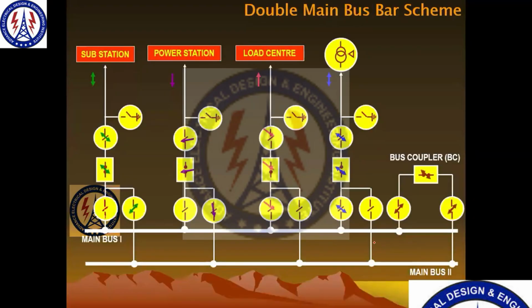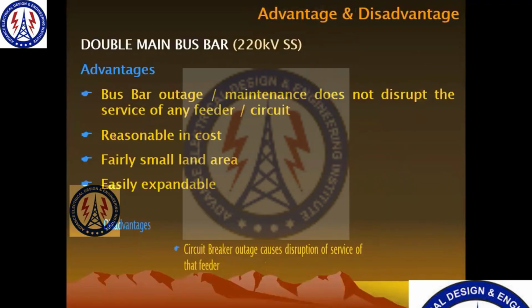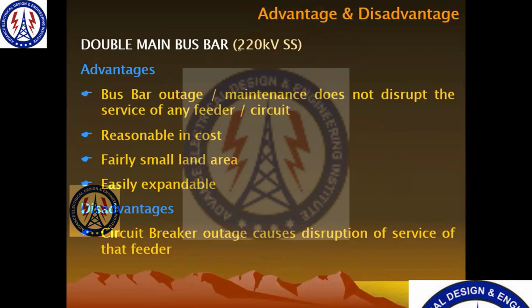So the advantage is that we can use the double bus bar scheme mostly at 20 kV. Bus bar outage maintenance does not disrupt the service of any feeder. It is reasonable, fairly small and easily expandable. Circuit breaker outage causes disruption of the service of that particular feeder.